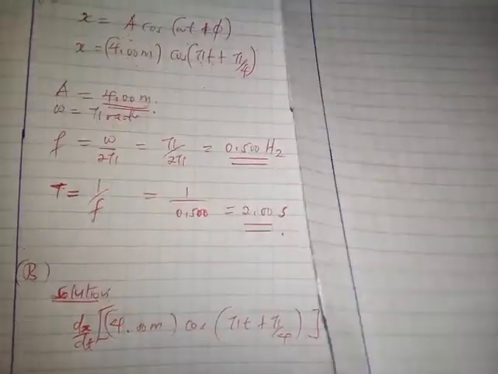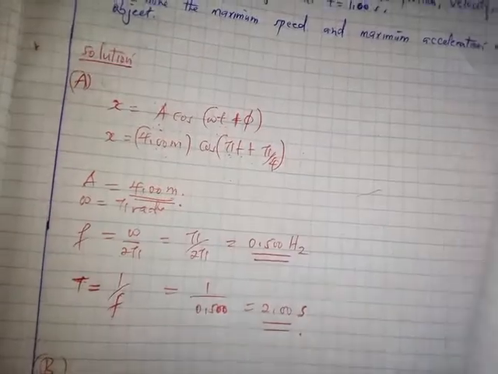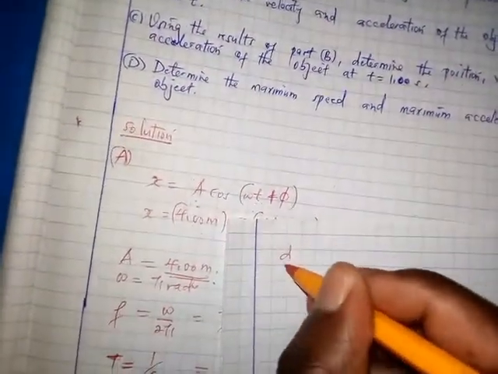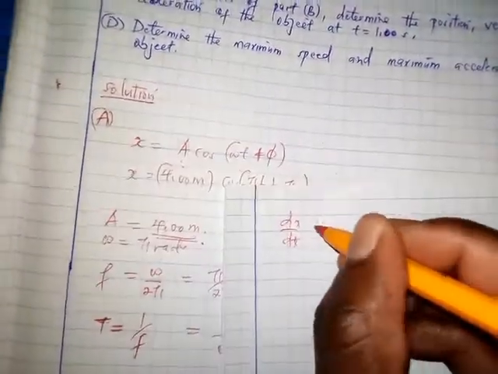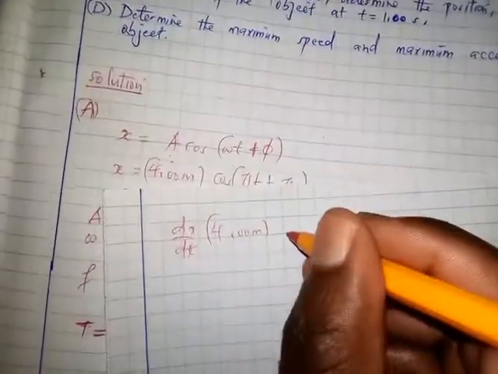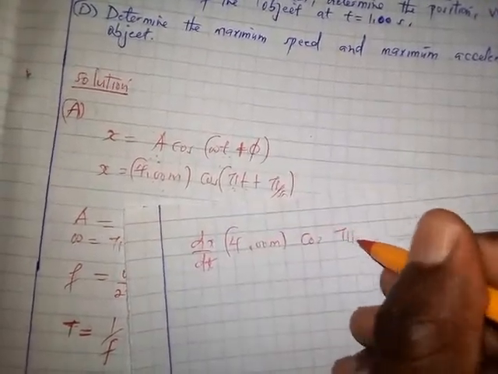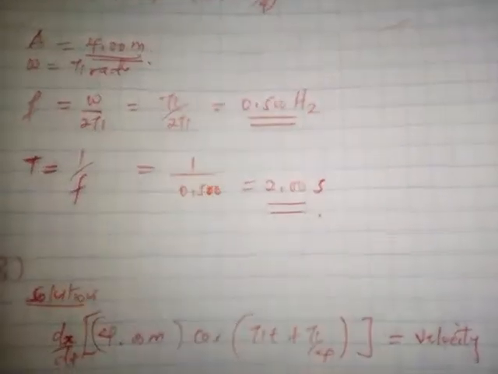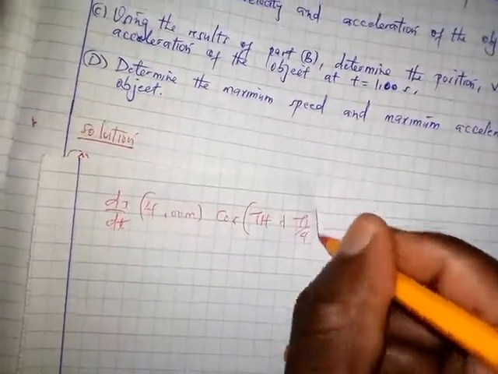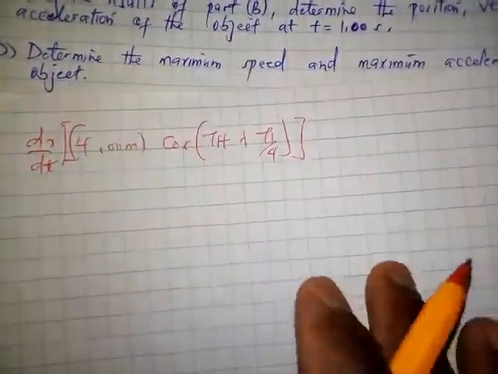So we start by differentiating the displacement to find the velocity. Here we apply both the product rule and the chain rule for differentiation. So it is dx/dt of 4.00 m cos(πt + π/4).